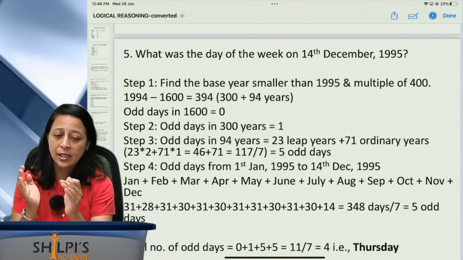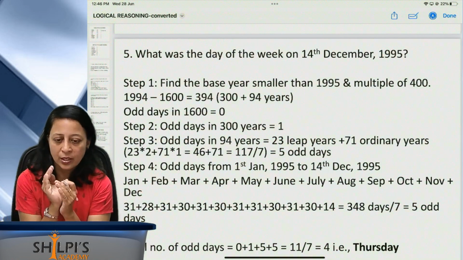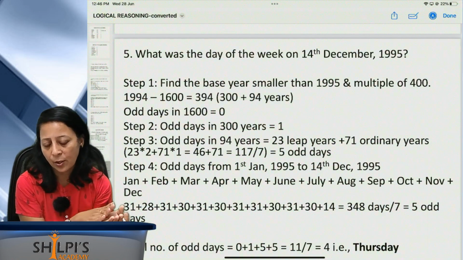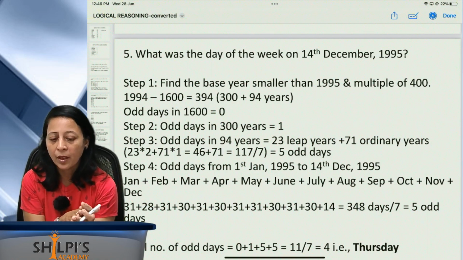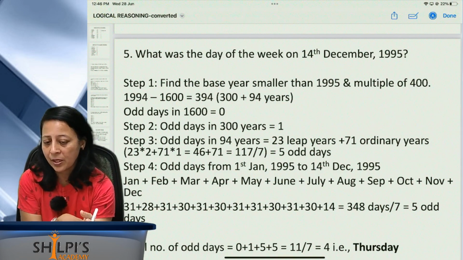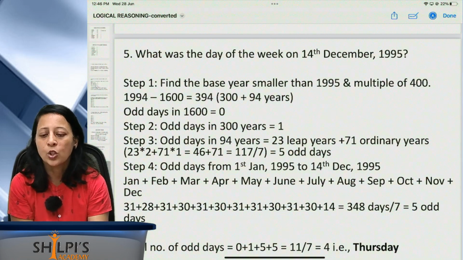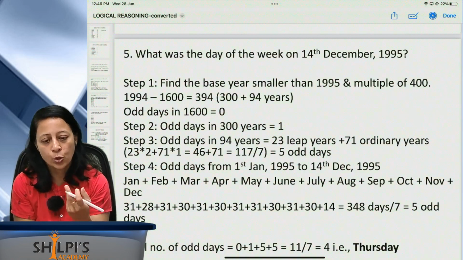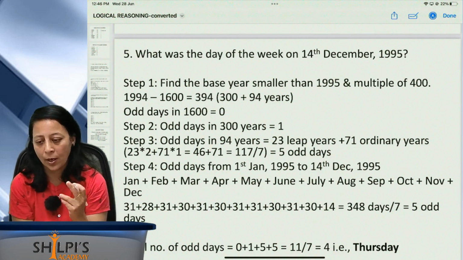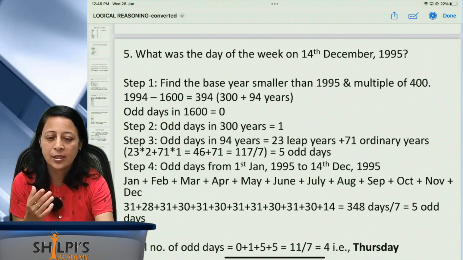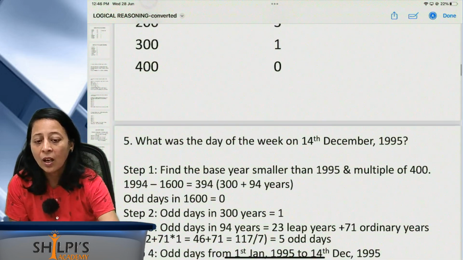Now the rest is 300 plus 94, so you have 94 years. In 94 years, you have to calculate how many leap years and how many ordinary years there are. So you have 23 leap years in 94 years and 71 ordinary years. A leap year gives 2 odd days and an ordinary year gives 1. So 23 into 2 is 46, and 71 into 1 is 71, similar to what we did in the earlier sum.